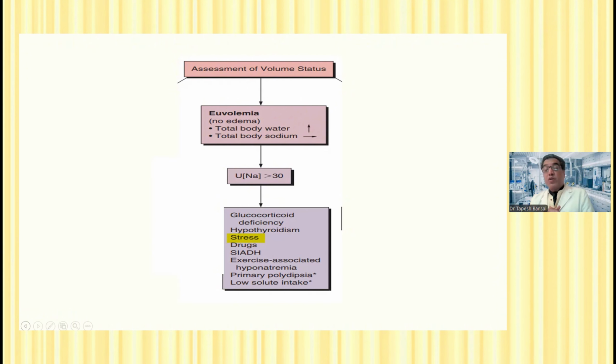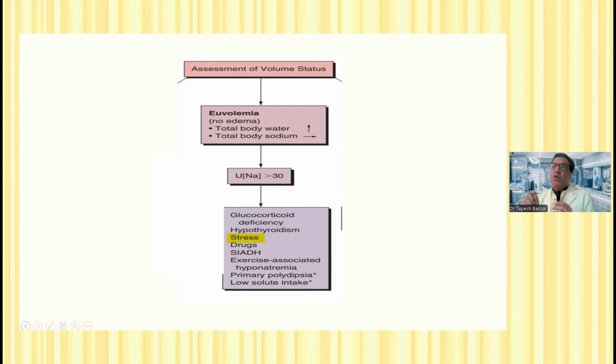So SIADH I talked to you, drugs I talked to you, then exercise associated hyponatremia, again, it's a very rare cause, but primary polydipsia and low solute intake. Low solute intake is seen in beer drinkers. Again, this is not common, but people who drink a lot of beer and don't consume much food, alcoholics classically, have this condition because beer is essentially water, right, and they get diluted. But primary polydipsia, yes, it occurs sometimes.